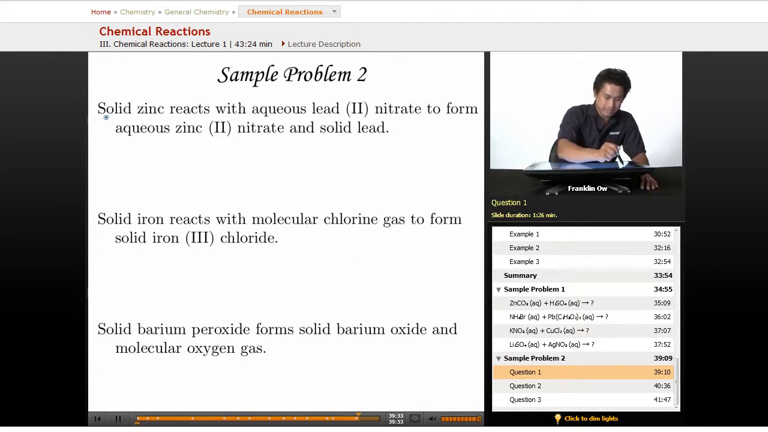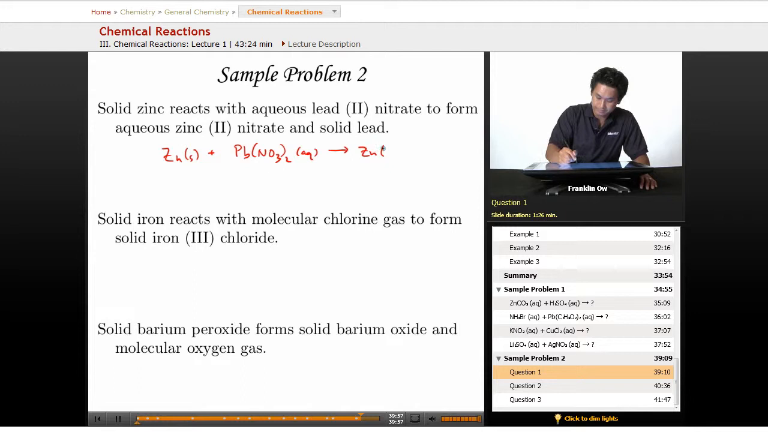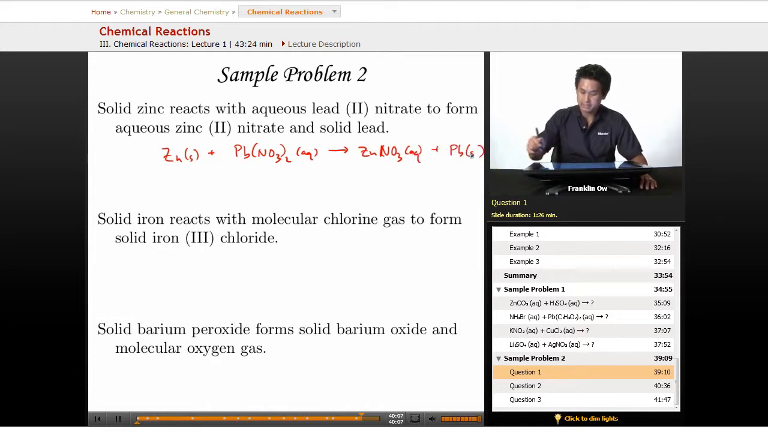Solid zinc reacts with aqueous lead-2 nitrate to form aqueous zinc-2 nitrate and solid lead. Let's go ahead and translate it. So zinc solid reacts with lead-2 nitrate, going on to form zinc-2 nitrate, aqueous, and solid lead. Okay, let's go ahead and balance this.